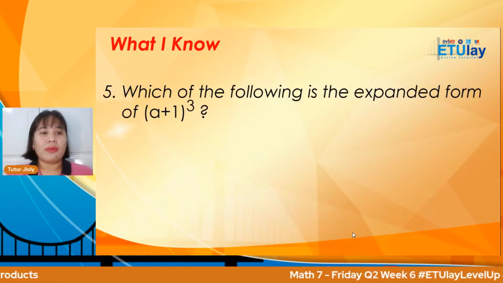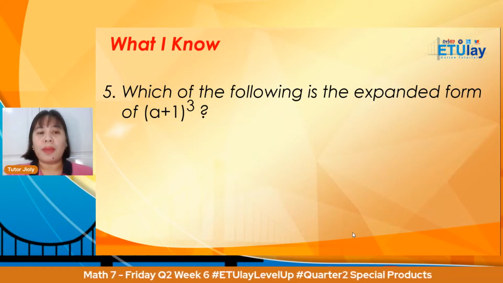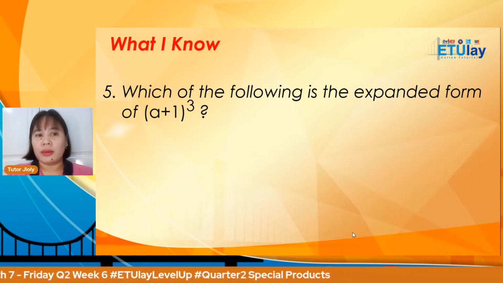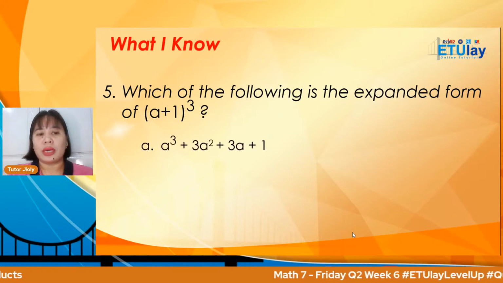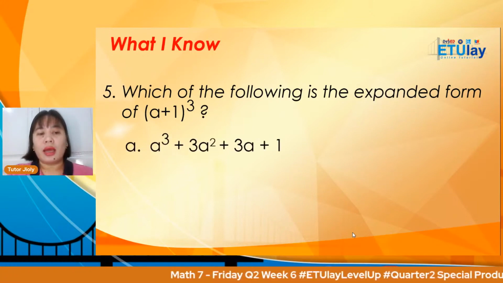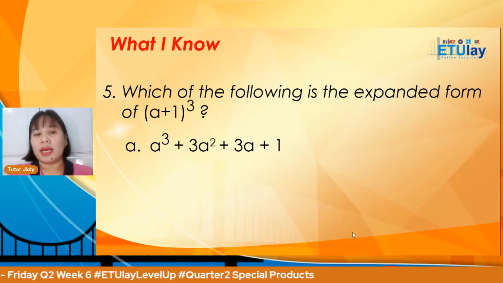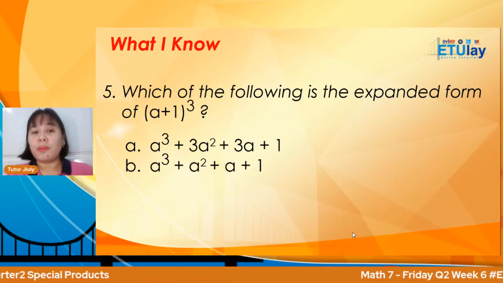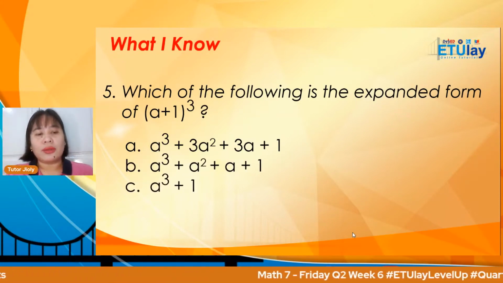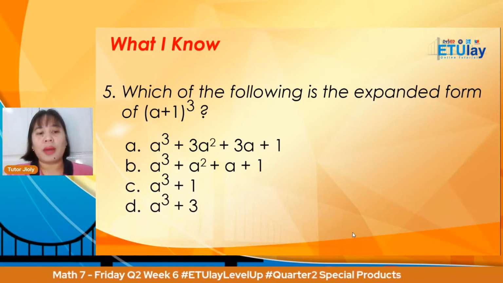How about number 5? Which of the following is the expanded form of quantity A plus 1 raised to 3? We have A, A raised to 3 plus 3A raised to 2 plus 3A plus 1. B, 3A raised to 3 plus A raised to 2 plus A plus 1. Letter C, A raised to 3 plus 1. And D, A raised to 3 plus 3.